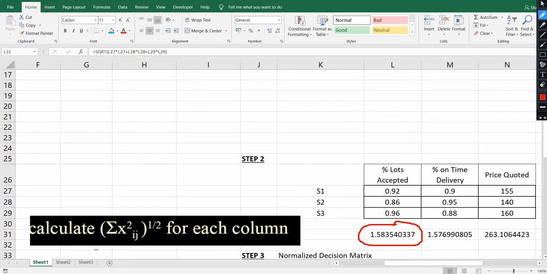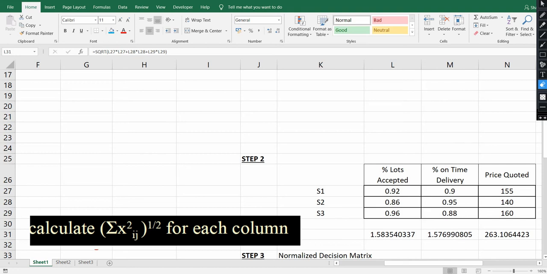I have calculated this. So how do we calculate this? Which is nothing but the square of this 0.92 plus square of 0.86 plus square of 0.96, and after adding it, the under root of the summation. This will give you value of 1.58. Similarly, you have to calculate for percentage on time delivery and price quoted. The first step is over.